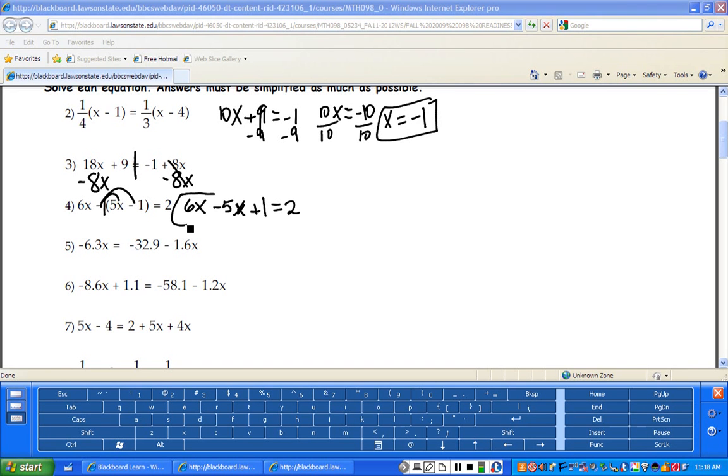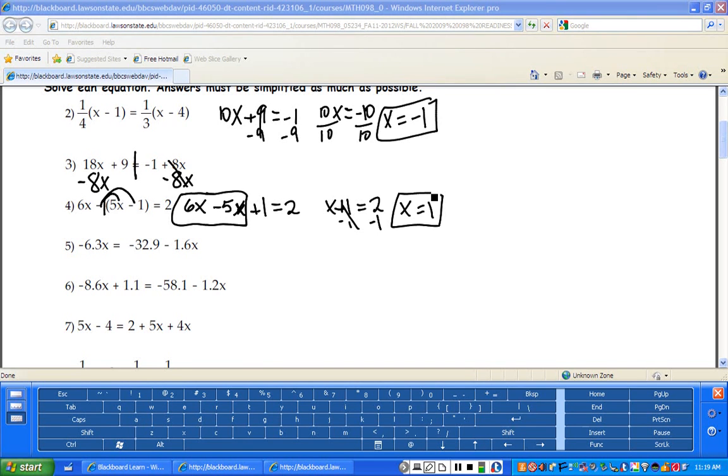So we now will combine these like terms, and 6x minus 5x would give us 1x. You still have plus 1. So plus 1 equal to 2. Now, to get x by itself, you got to get rid of plus 1. It's detached. So we subtract 1. Subtract 1 from the other side. Okay? That cancels. So now you have x equals 1. 2 minus 1 would be 1. These cancel.